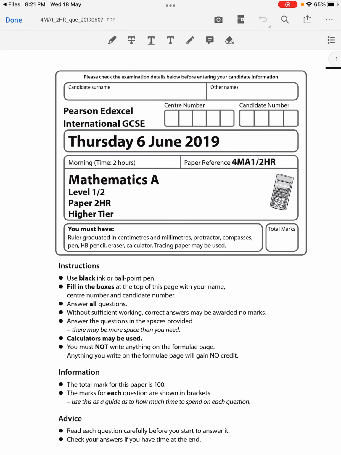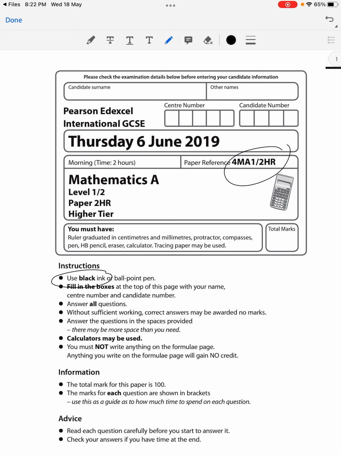Hello guys, today I'm going to make a video for the Pearson Edexcel International GCSE paper, Thursday 6 June 2019, with the paper reference 4MA1/2HR. So this is a Mathematics A paper, so it's for higher tier.